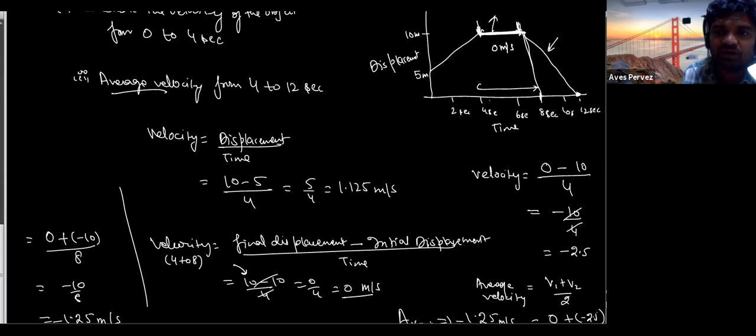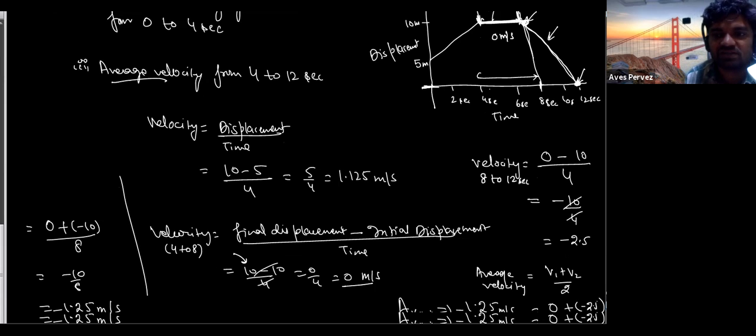Now we need to calculate the velocity from 8 to 12 seconds, so the time is 4. The final displacement is 0 and the initial displacement is 10. The object starts moving from this point and moves in the graph like this. So 0 minus 10 by 4, minus 10 upon 4, that is minus 2.5. The average velocity is this one.